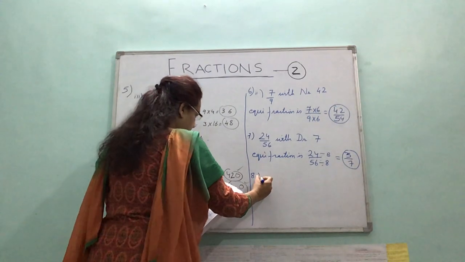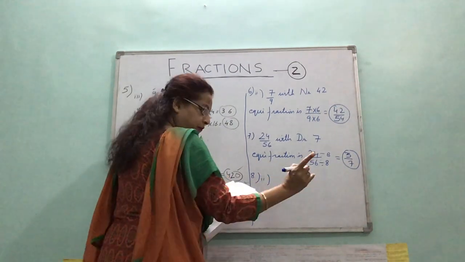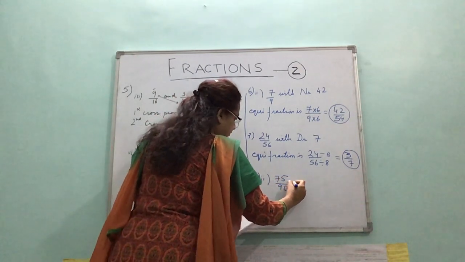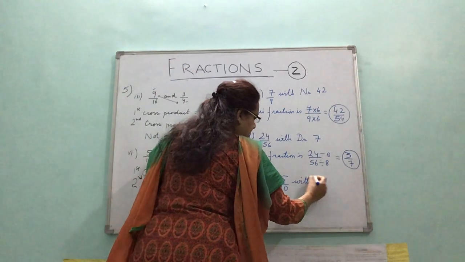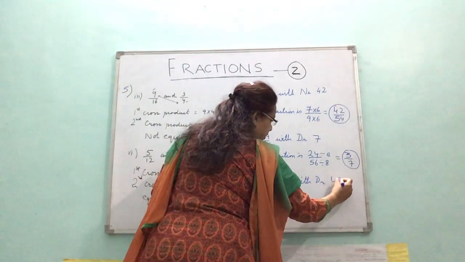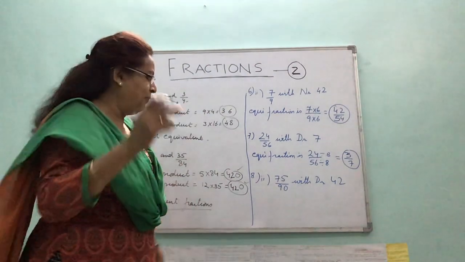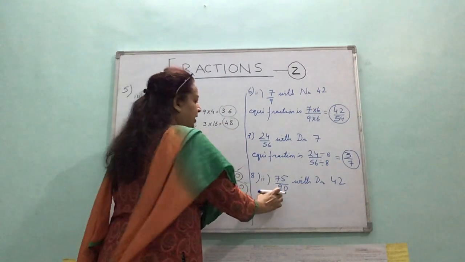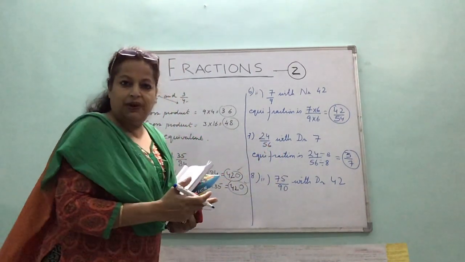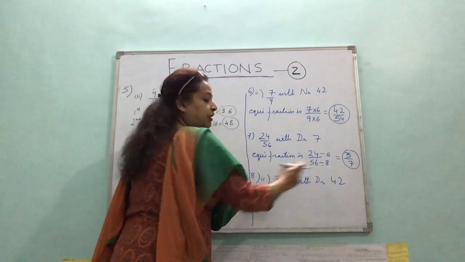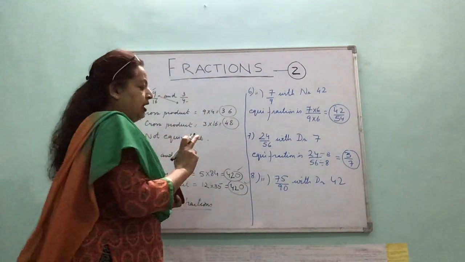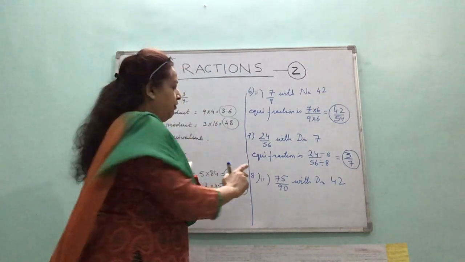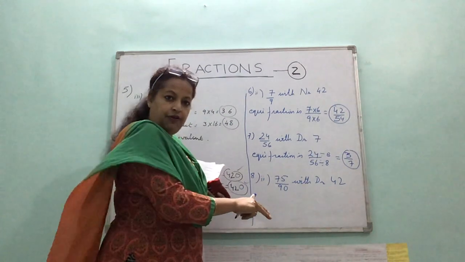I am taking the second part. I have to form an equivalent fraction for 75 by 90 with denominator 42. Now here is a slightly trickier question. Obviously 90 directly divided, even if you divide by 2, it would be 45, it would not be 42. So first we will reduce it. Now here you have to apply a little bit of logic. First we change it into a simpler form, smaller value.